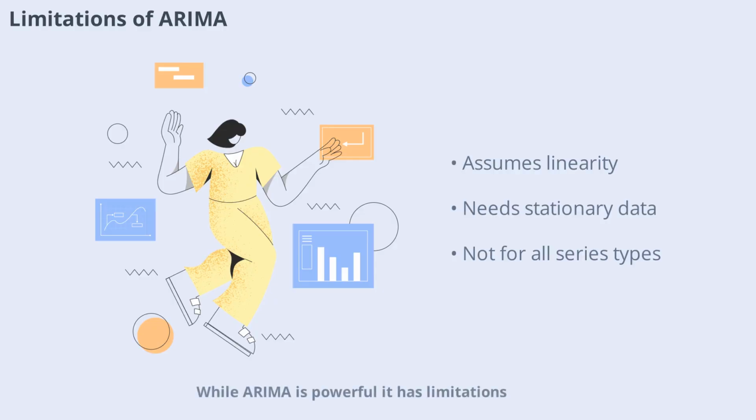While ARIMA is powerful, it has limitations. It assumes linear relationships and may struggle with highly nonlinear data. ARIMA also requires the data to be stationary, which isn't always the case. Additionally, it may not perform well with very short or highly irregular time series. Being aware of these limitations helps you choose the right model for your data and avoid common pitfalls.